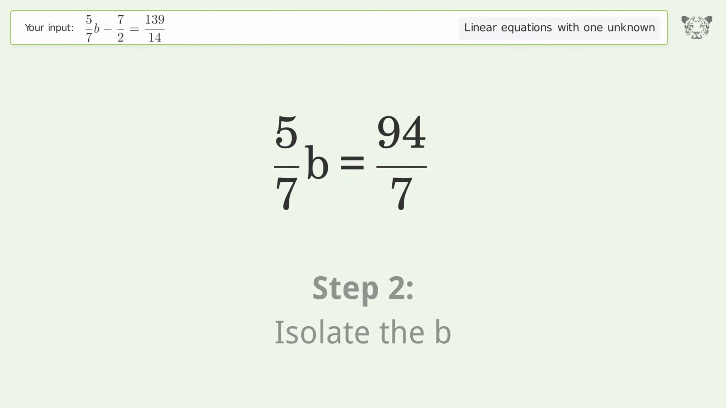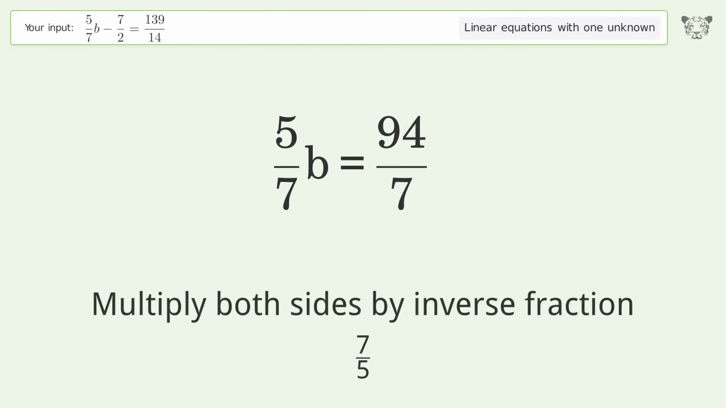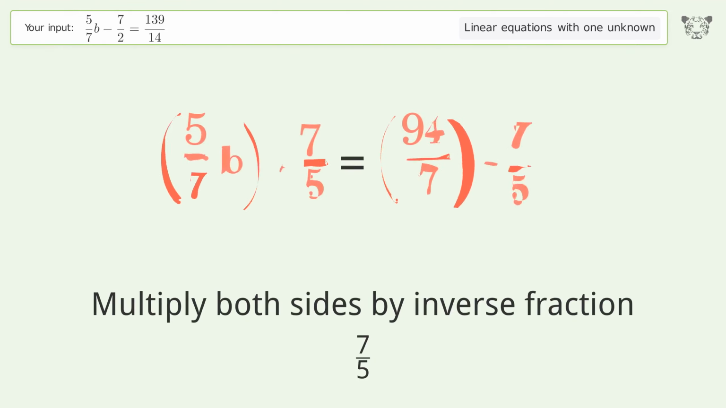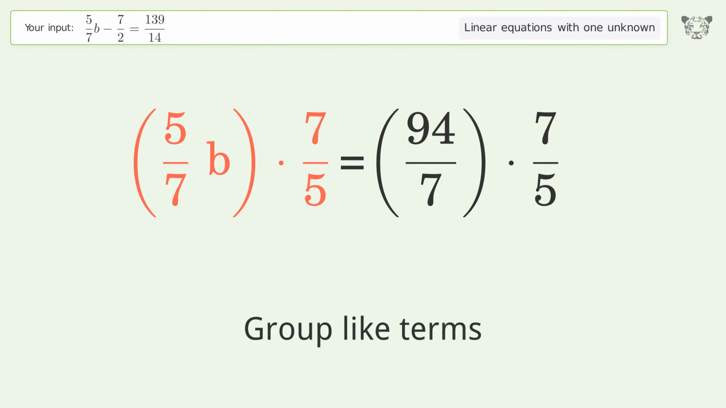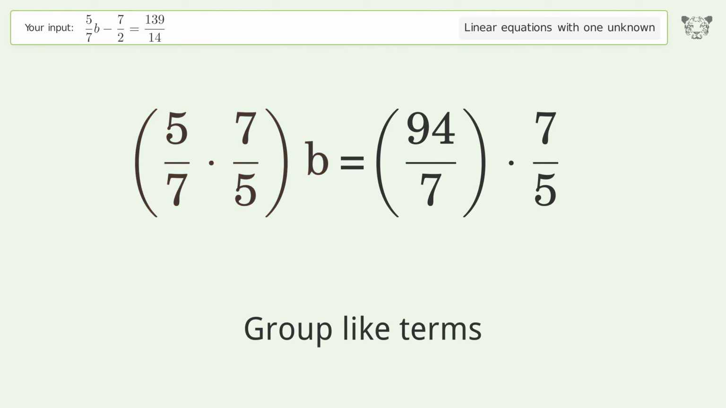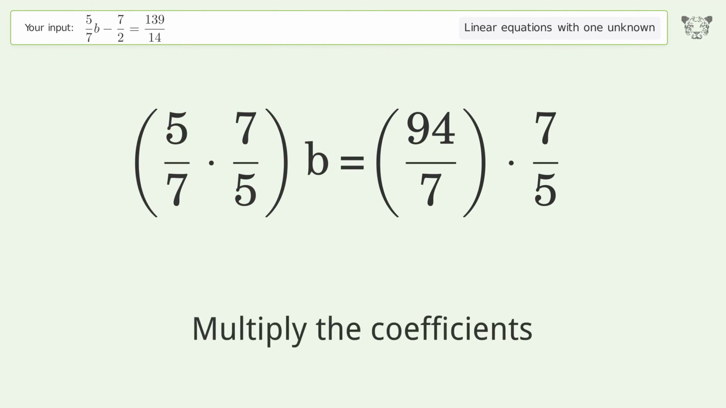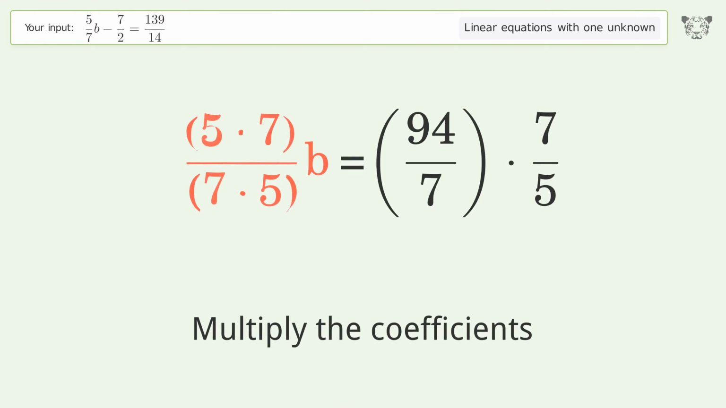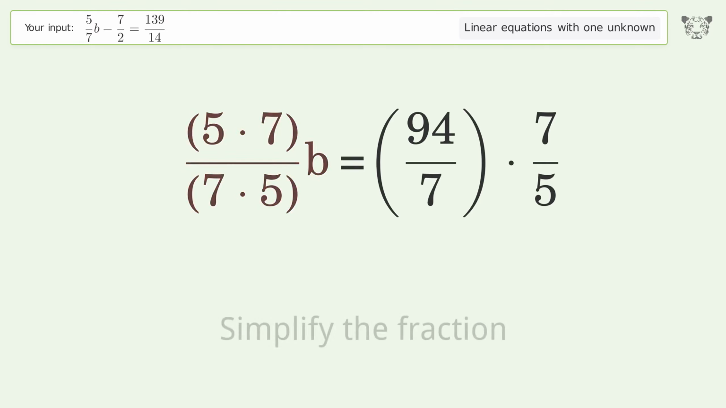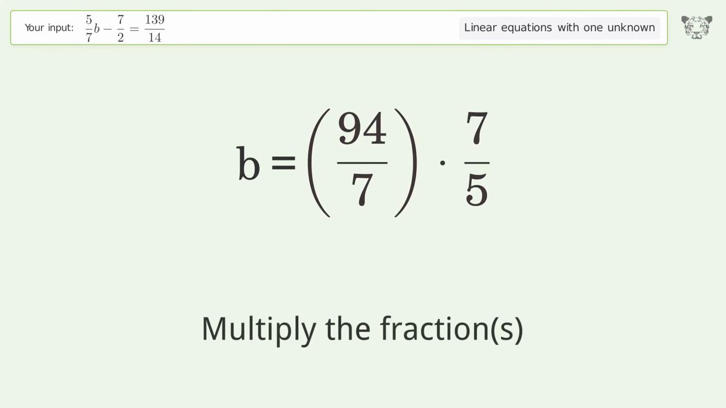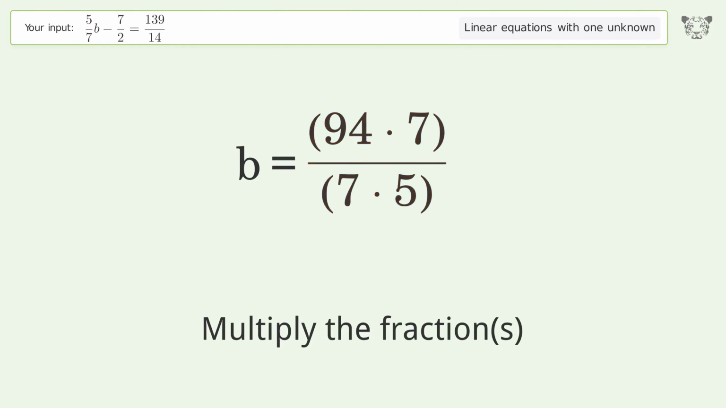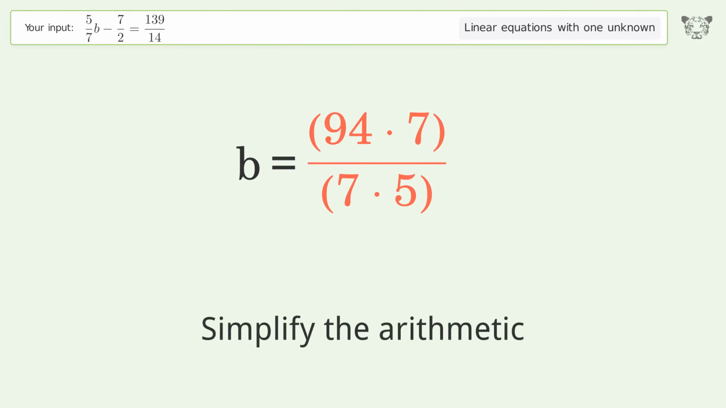Isolate the b. Multiply both sides by inverse fraction 7/5. Group like terms. Multiply the coefficients. Simplify the fraction. Multiply the fractions. Simplify the arithmetic.